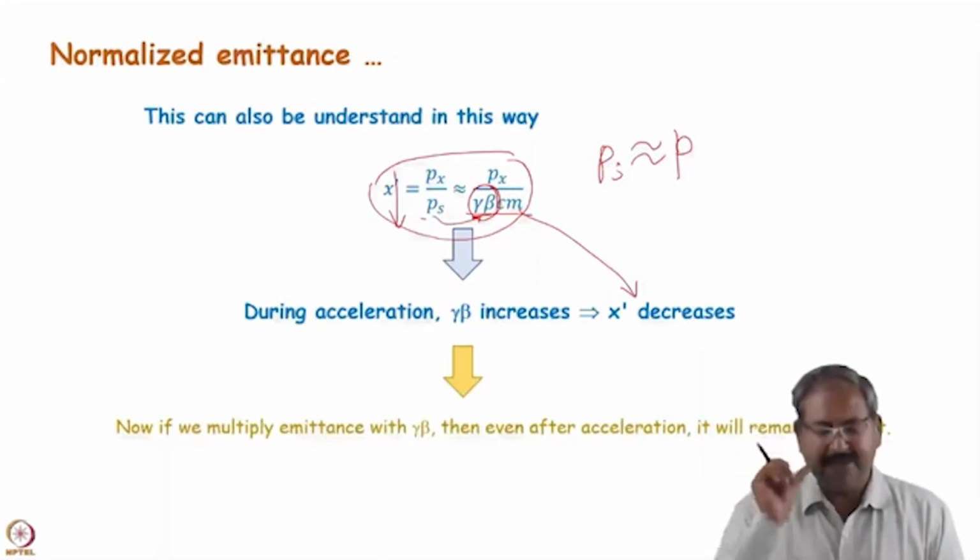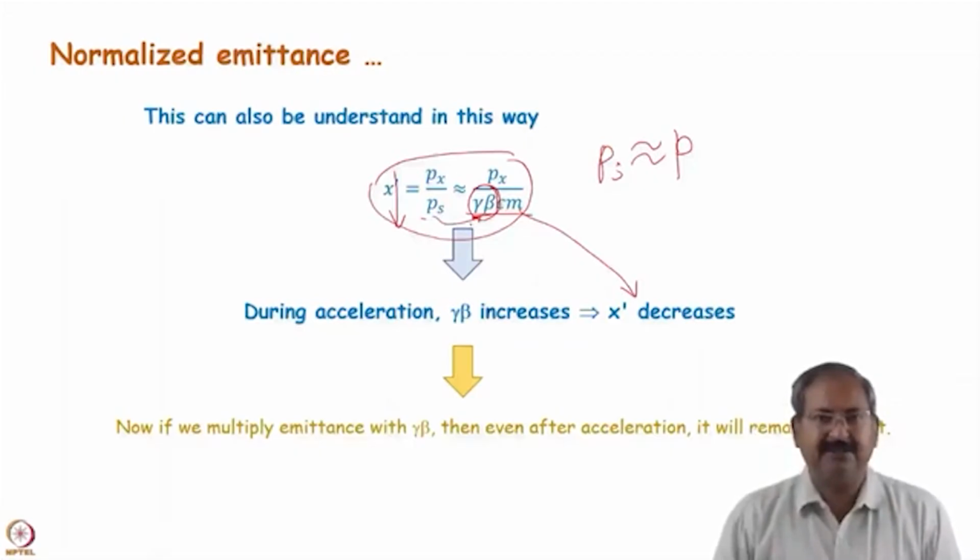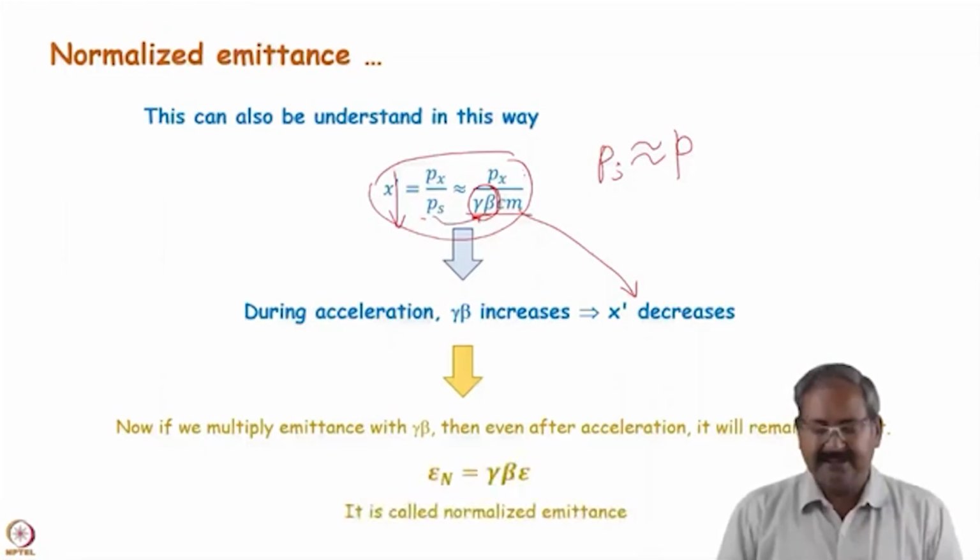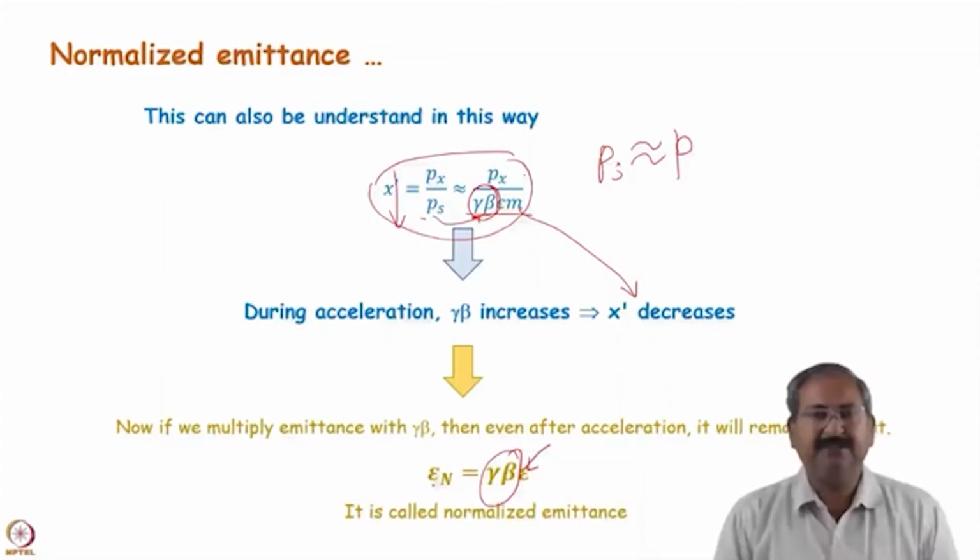So if we multiply the emittance with gamma beta, then it can remain constant. As gamma beta increases, it increases in the numerator and the denominator both, because we have multiplied the emittance with gamma beta, then the emittance remains constant. So if we multiply the emittance with gamma beta, this new term is known as the normalized emittance. So the normalized emittance remains constant even though we are accelerating the particles.